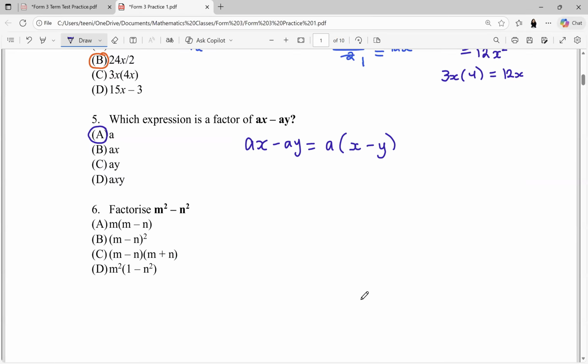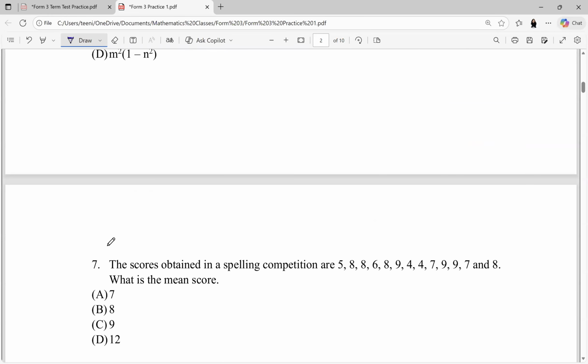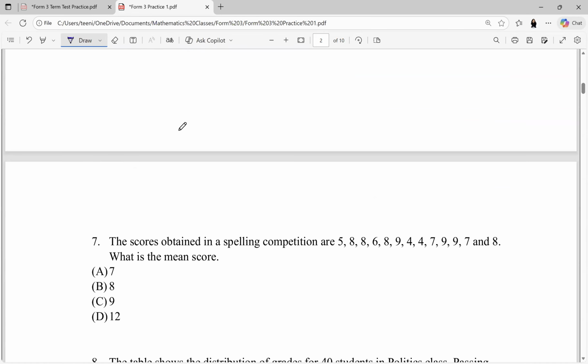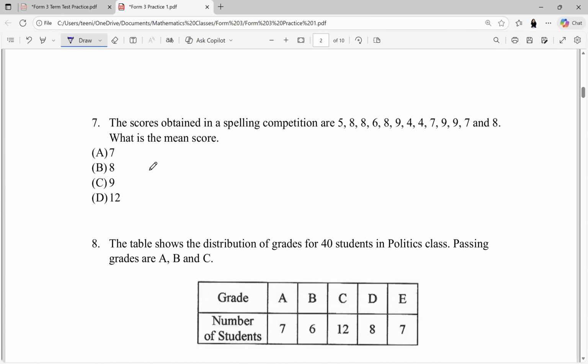I don't think you all have done this kind of factorization before. So you'll probably learn how to do this one in second term. So I'm gonna skip that one for the while, because y'all didn't do anything with quadratics as yet. So let's move straight on to question 7.